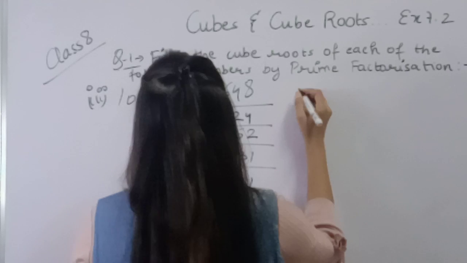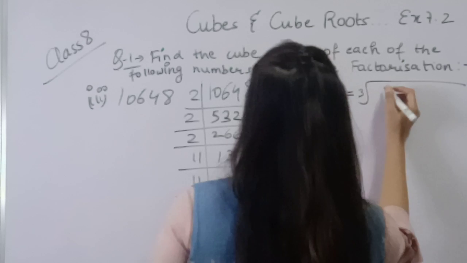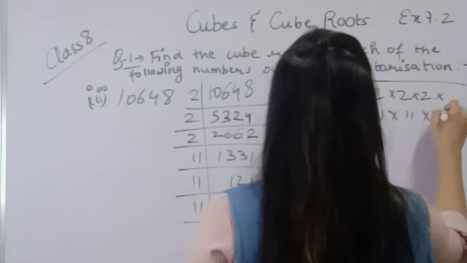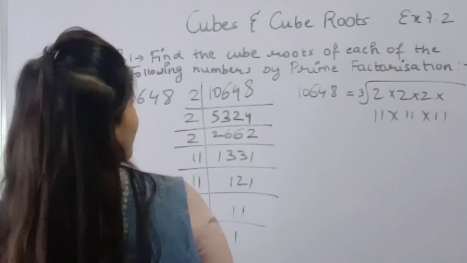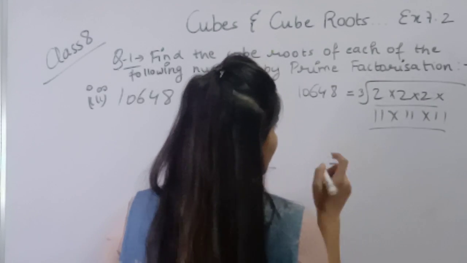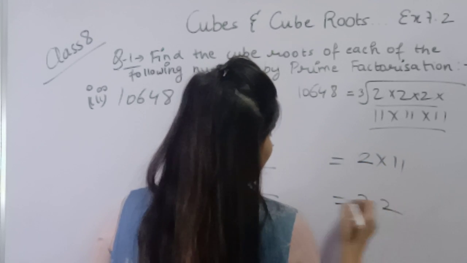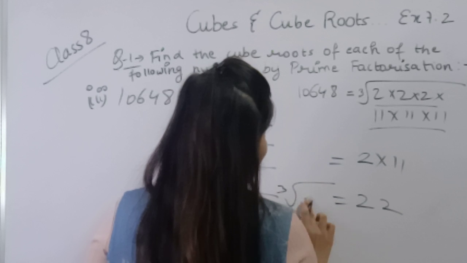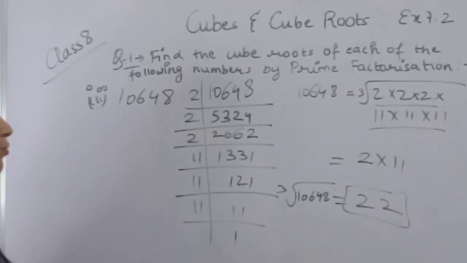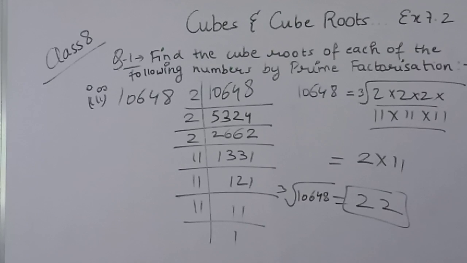Now the factors of 10648 are 2 into 2 into 2 into 11 into 11 into 11. Now one group of 2s is there and one group of 11s. So we will write one number from each group: 2 into 11, 22. So the cube root of 10648 is 22. This was the third part. Now let's come to the fourth part.